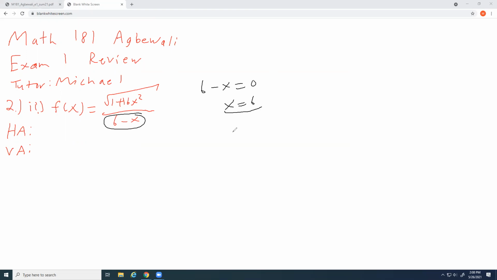So we're just going to have one vertical asymptote at x equals 6. And it makes sense because if you think about it, if we plug in 6 into this function, we're going to have problems with our domain, where we'll be dividing by 0. So that looks good. That's the vertical asymptote, not too bad.